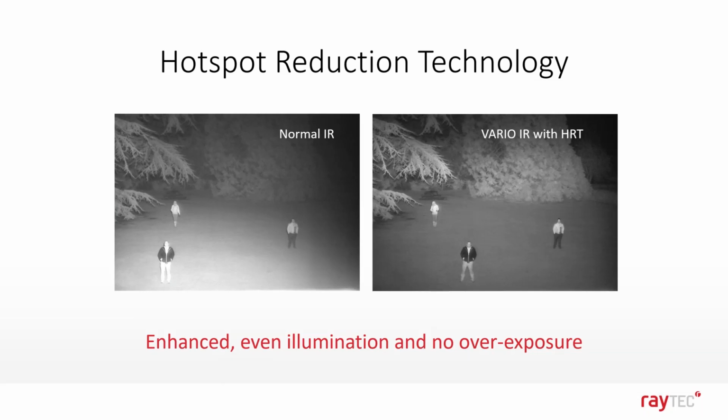They come with hotspot reduction technology as a standard feature. So the image on the left, with normal IR, is usable, but you've got an overexposed area here and a dark area here. With the Vario, it guarantees even illumination across the scene.